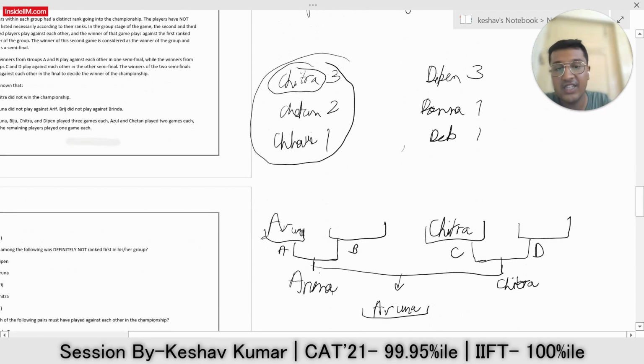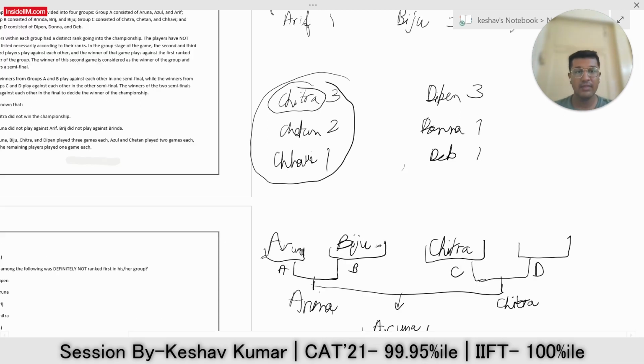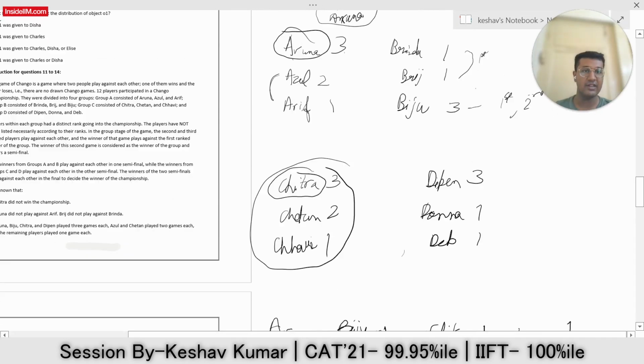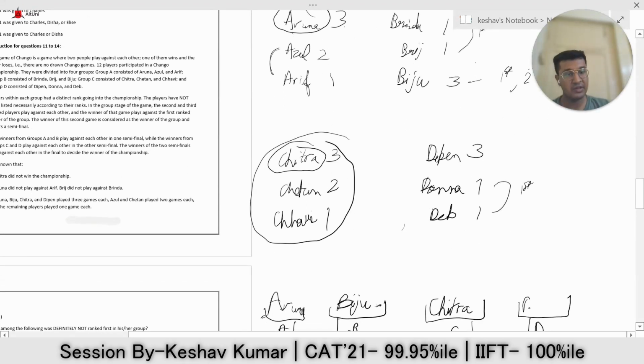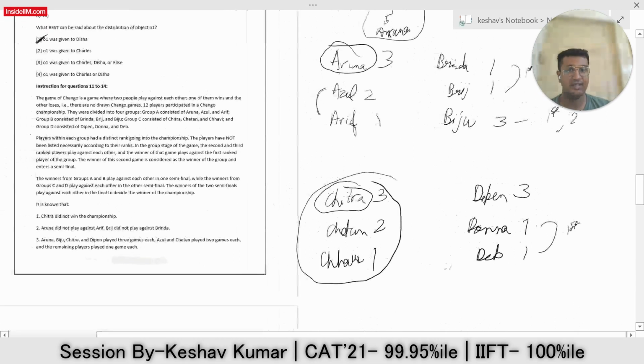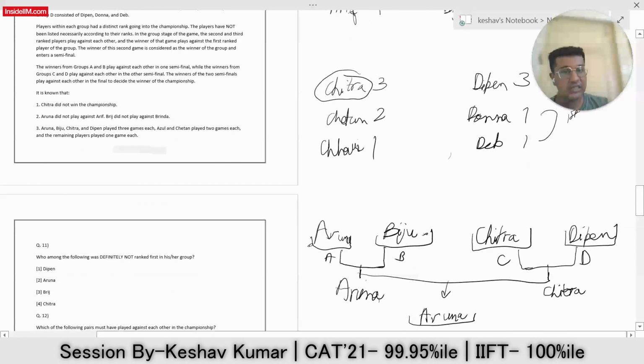So if he has won the second game as well, that means he went to the semi-finals and lost, because Aruna won the semi-finals and he had played three games after reaching the semi-finals. Okay, but I know Biju isn't in the first position. The first position in the group must be Brinda or Bridge. Same story with Dona and Deb, and Deepan must have qualified for the semi-finals but lost. The same results. Okay, so that's my story.